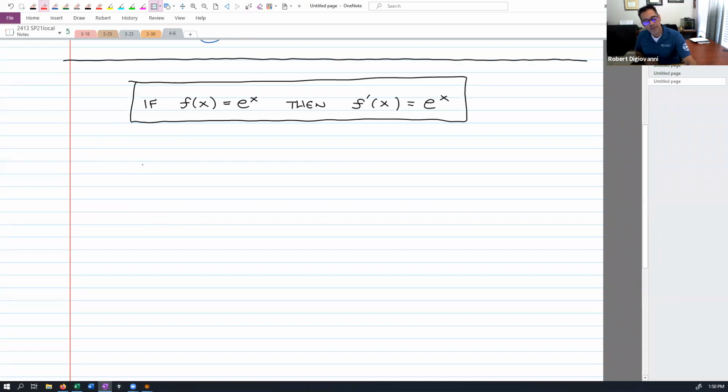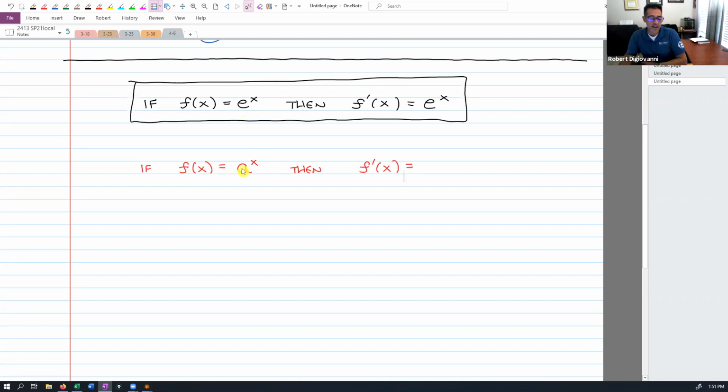Now, what if it's actually like a to the x? Generally speaking, it's not this very special base. What if it's just some other base? Then what's the derivative, right? Well, let me tell you what it is. And again, you're going to take it on faith.